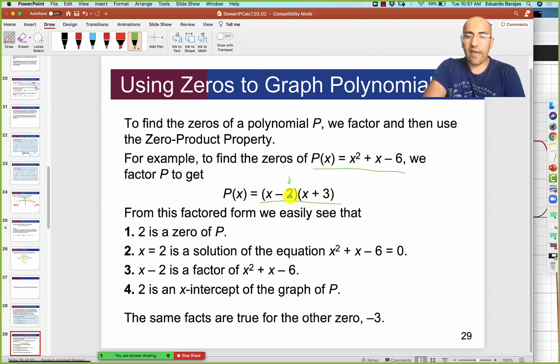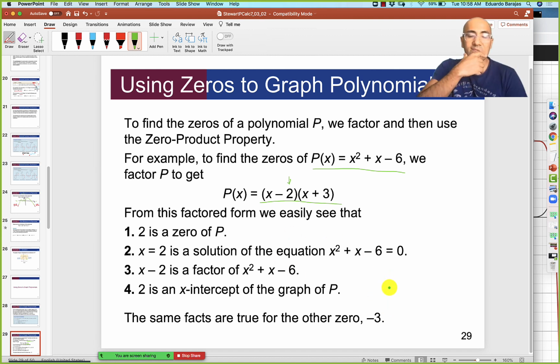Because this polynomial was factored into this product, we can say that this polynomial can be divided by x minus 2 and get another polynomial, x plus 3 in this case. So x minus 2 is a factor of that, with remainder 0. And because we saw that x equals 2 is a solution to this, we get the ordered pair (2, 0), which is an x-intercept point of our polynomial. All these statements can be repeated for x equals negative 3.